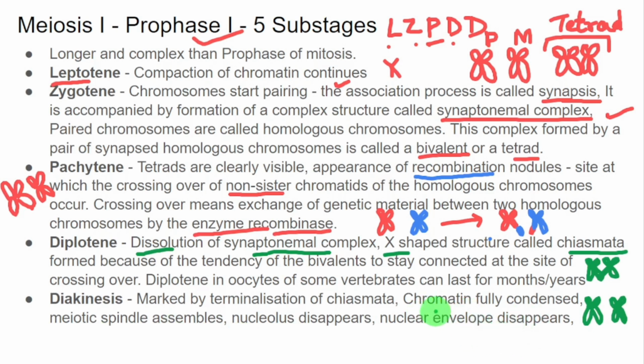In prophase of mitosis, you will see chromatin is fully condensed, and the spindle units assemble at the poles, and the nucleolus as well as the nuclear envelope disappear. So all the chromosomes are scattered around in the cytoplasm. These are the highlights of each and every substage of prophase 1.